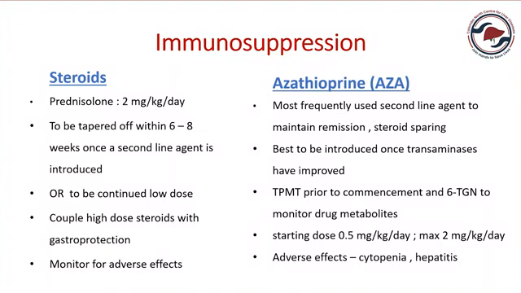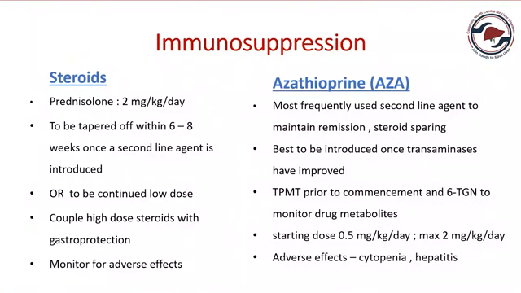The next drug, which is mainly used for maintenance, is azathioprine. It is steroid sparing. That is the main reason we need to add azathioprine, because we can't be using high dose steroids for a longer time due to their side effects. So we really need something to come in to maintain remission, which is azathioprine.